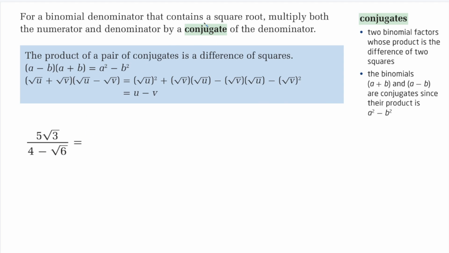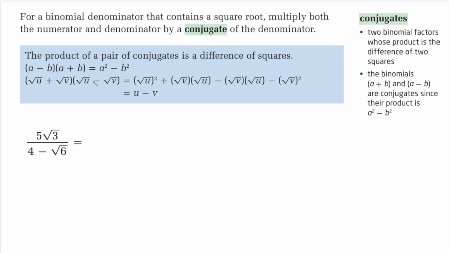Now if this word hasn't come up for you before, it's not that complicated. Basically, if you have a pair of conjugates and you multiply them together, you get a difference of squares. So in the standard difference of squares setup, a minus b times a plus b gives you a squared minus b squared. This isn't quite a standard setup because we're involving square roots, but it's going to work the same. The square root of u plus the square root of v, its conjugate would be the square root of u minus the square root of v.